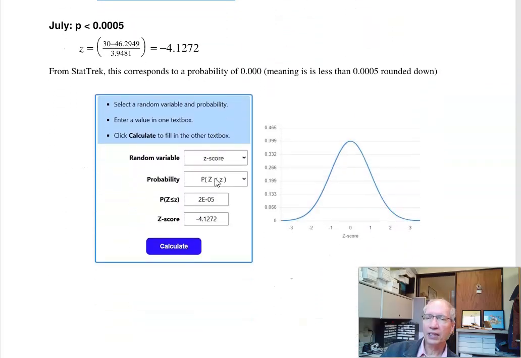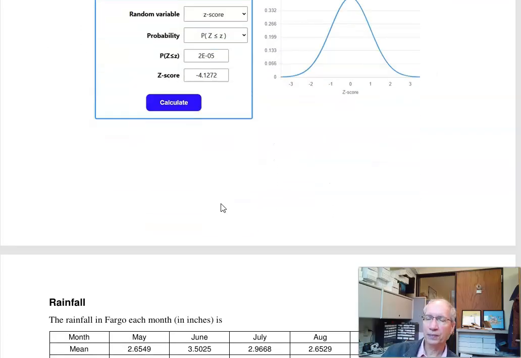In July, the average low is 46 degrees, standard deviation is 3.9, so the z-score is how far is 30 from the mean? Try again. How far is 30 from the mean in terms of standard deviations? It's 4.12 standard deviations away. And the area of the tail is 0.00002. Can happen, but unlikely.